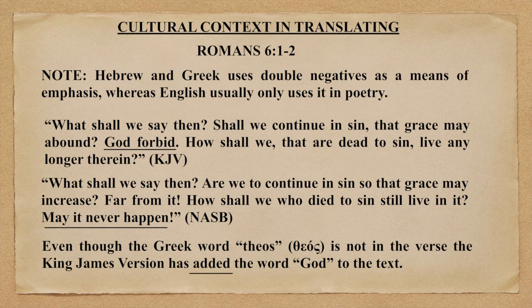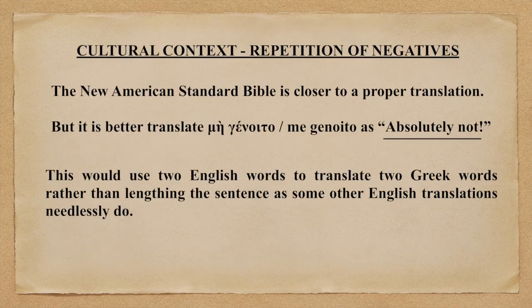So even though the Greek word theos is not in the verse, the King James Version has added the word God to the text, presumably because saying God forbid was at the time a common cultural means of emphasizing a negative. The New American Standard Bible is probably closer to a proper translation, but I think it might be better to simply state absolutely not. So in Romans chapter 6, verses 1 and 2, the King James Version, which is not a perfect translation, has added the word God.